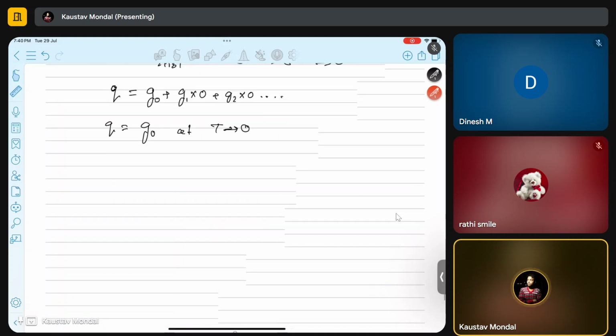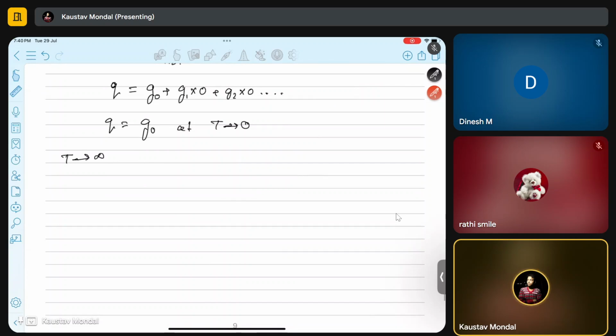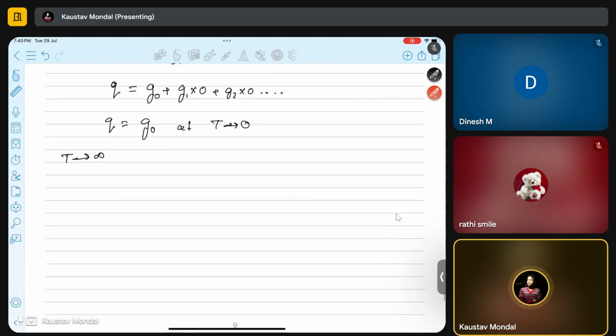Now what will happen if T tends to infinity? What will the system face? The opposite case. At T tends to infinity, e to the power minus E by kBT becomes e to the power minus 1 by infinity, so e to the power 0, since 1 by infinity tends to 0. So that gives you basically 1.